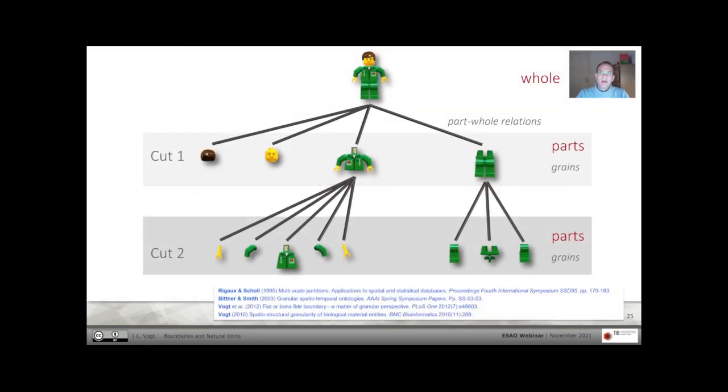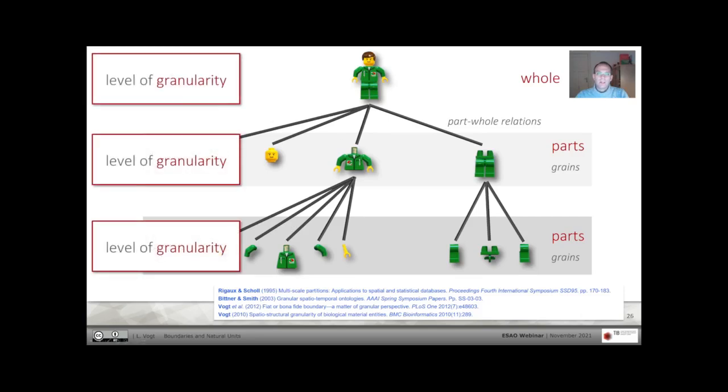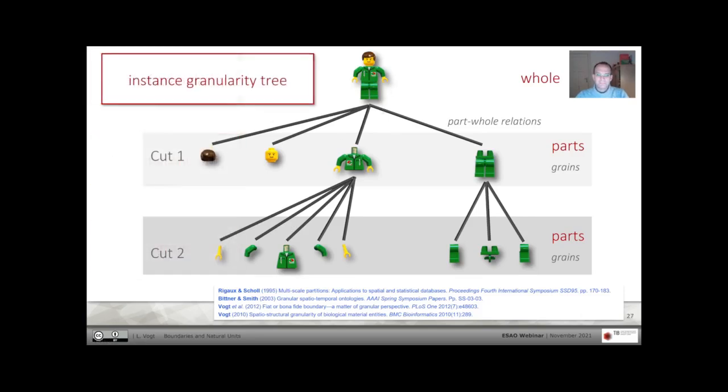So here we have Alma as a whole, and then we have the first cut of the parts of Alma, which are then called grains, and some of these grains have further grains that then lie in cut number 2. The relation between the different layers or levels is a part-whole relation, and we can distinguish 3 levels of granularity here. That's then called an instance granularity tree.